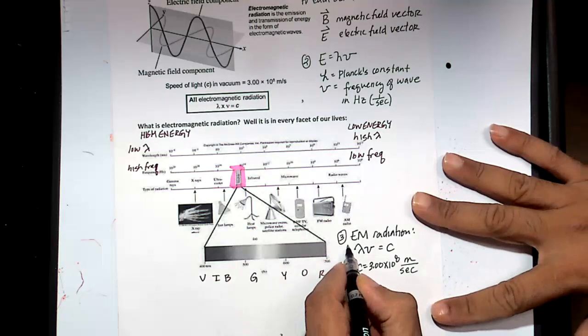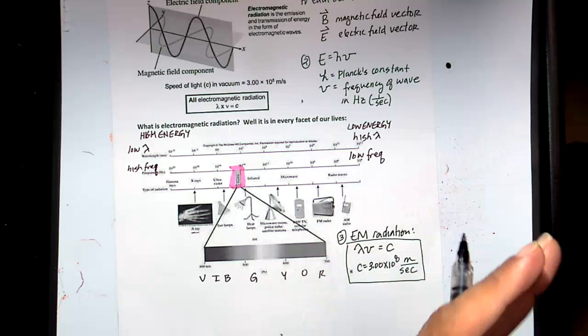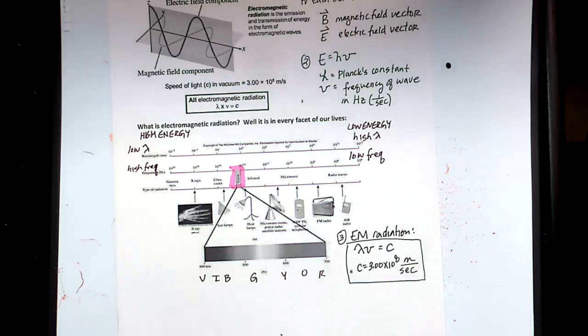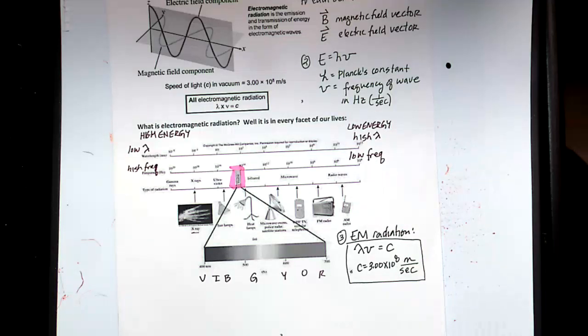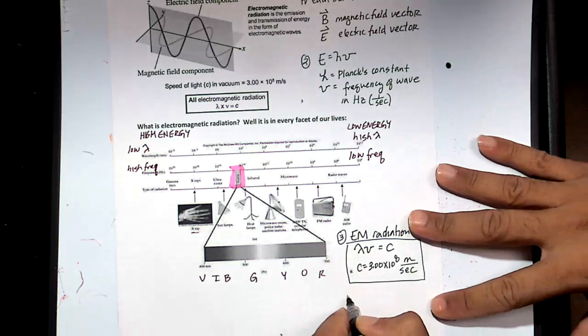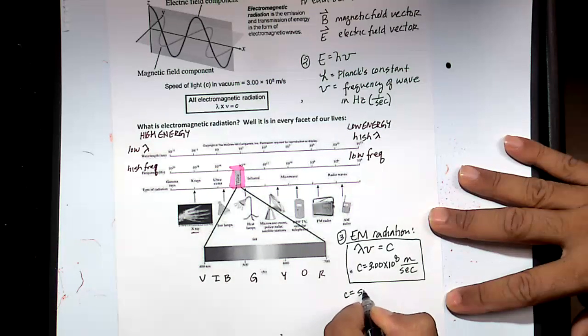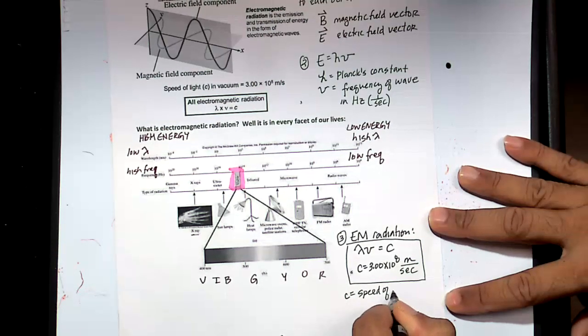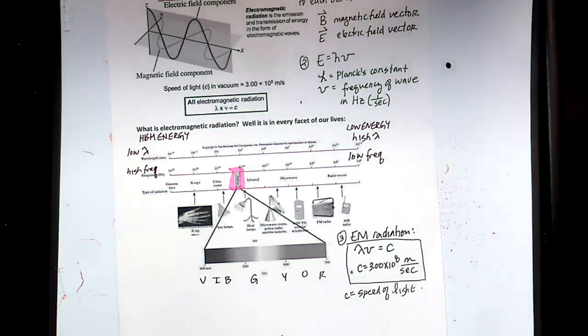So, good equation to know. I'll probably give it on the exam, but for all the people that are doing MCAT and other exams, it's good to know. Lambda times frequency is equal to the speed of light, C. These all travel at the speed of light. So, three important aspects of the electromagnetic spectrum.